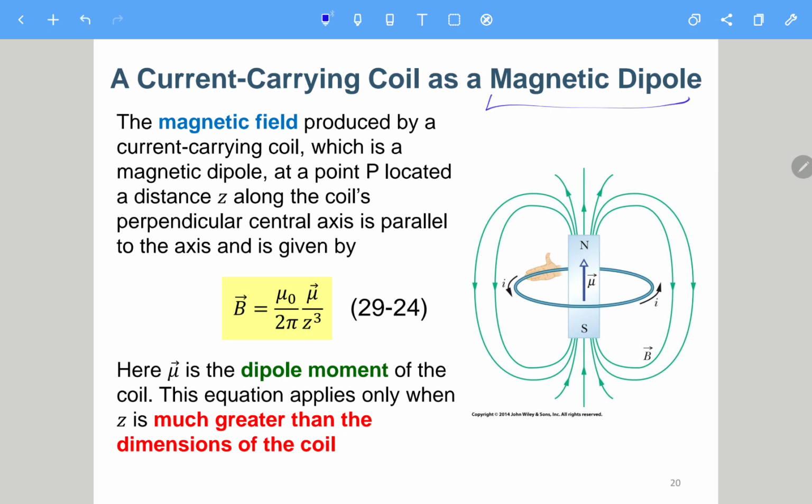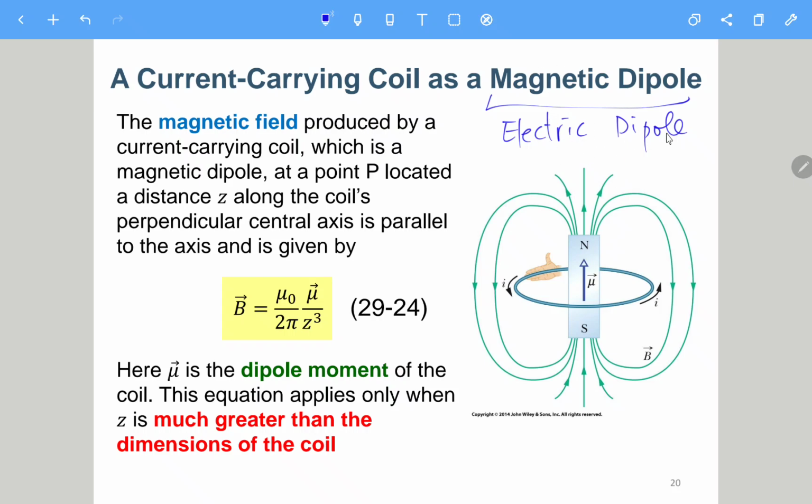Of course, we have learned something called the electric dipole before. Actually, the B field lines generated by the magnetic dipole and the E field lines generated by the electric dipole have the same shape, although how the electric dipole and magnetic dipole are generated is different.